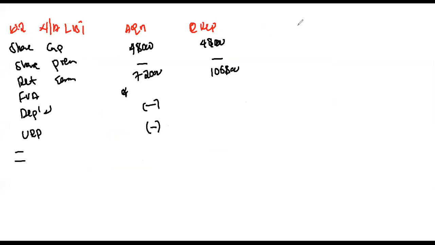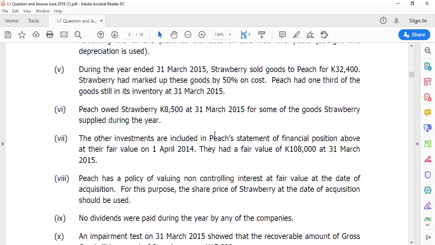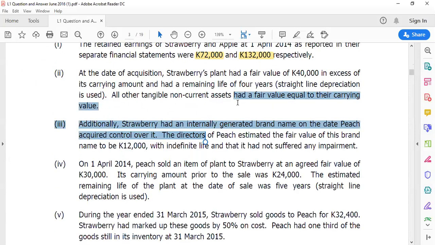So let's go back to the notes and get out the fair value adjustment. What is our fair value adjustment? Okay, note number 2. We've been told at the date of acquisition, the strawberry plant had a fair value of 40,000 in excess of its carrying amount.